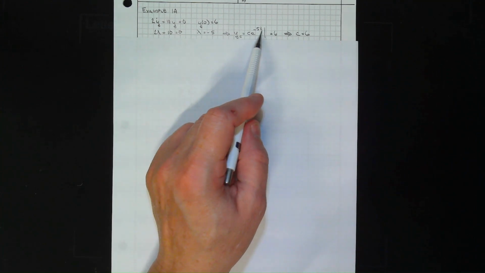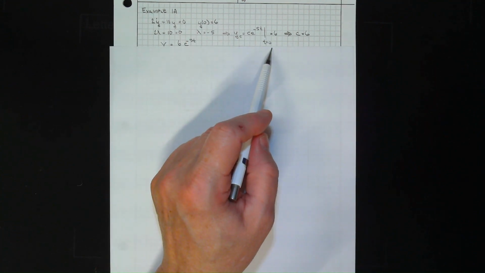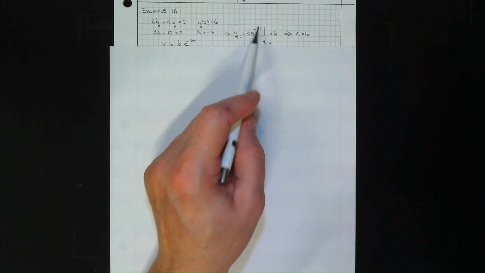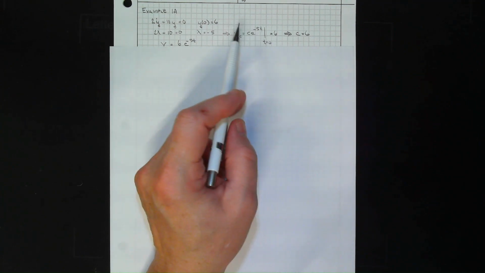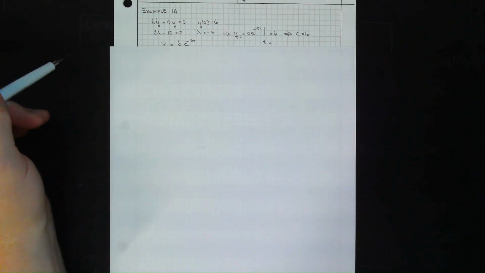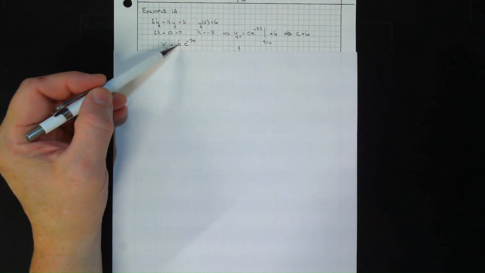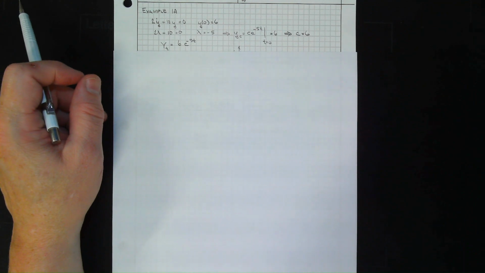So for t equals 0, we'd have c e to the minus 0, that becomes a 1, equals 6. So that's c equals 6. You've seen that before in math class. And so here's the response, 6 e to the minus 5t.